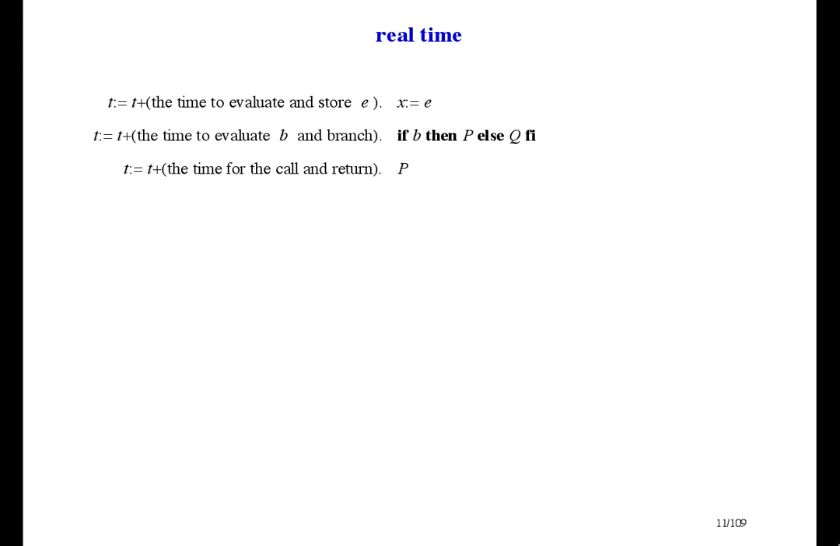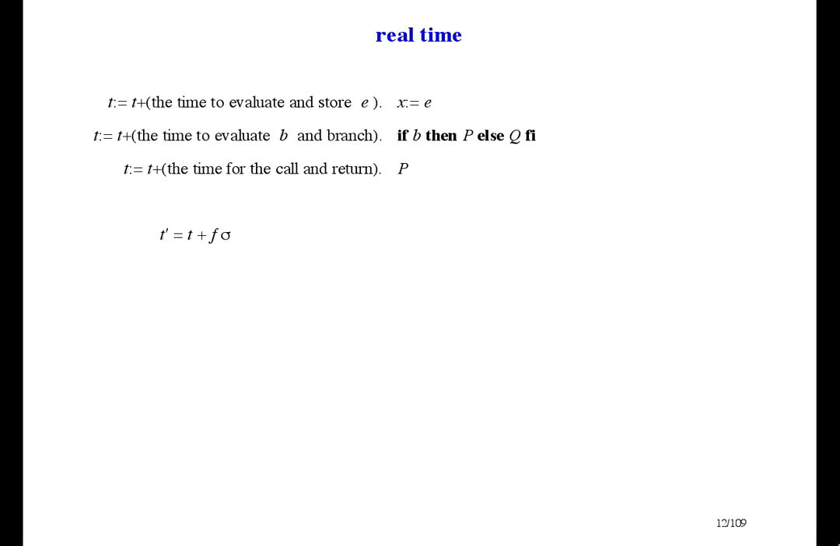Also, any specification you write can talk about time in the same way that it talks about other variables. For example, t prime equals t plus f of sigma, where f of sigma is some function of the state, says that the final time is the initial time plus f of sigma. So it says that f of sigma is the execution time.